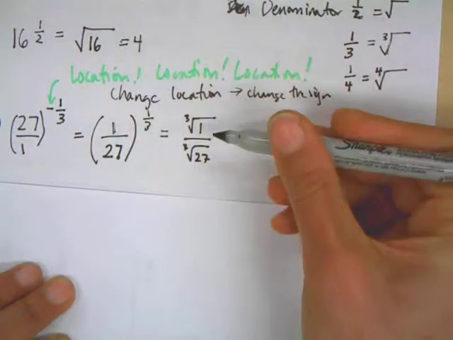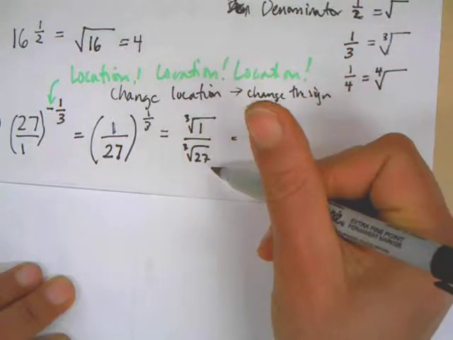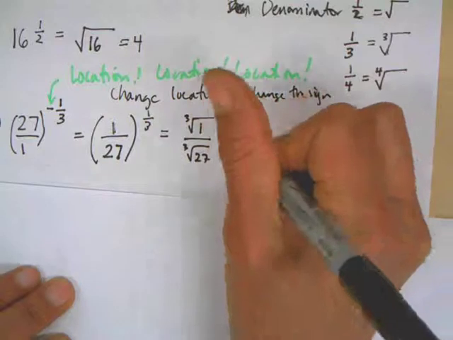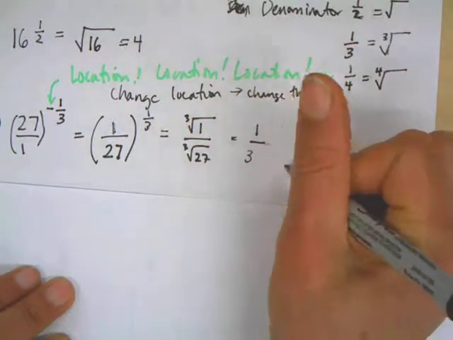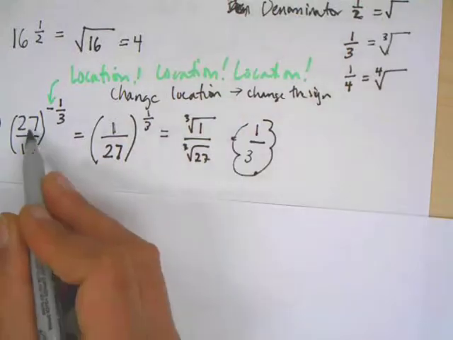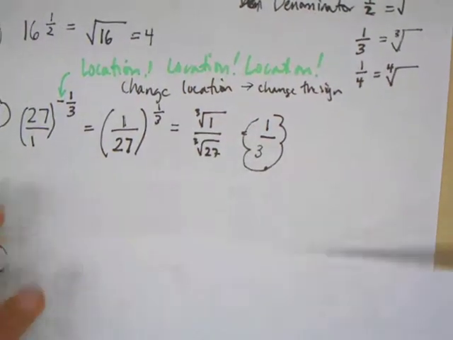Well, what number times itself 3 times gives you 1? That's 1. What number times itself 3 times gives you 27? That's 3. 3 times 3 is 9, 9 times 3 is 27. Okay, so there's your answer: 27 to the negative 1/3 power is 1/3. Okay, next one.